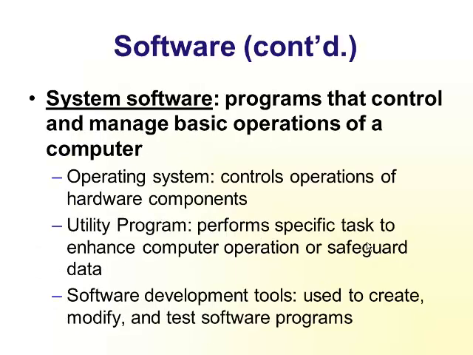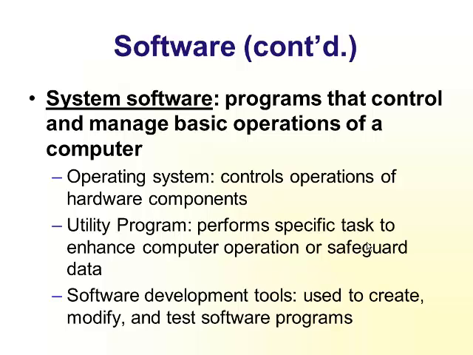System software, on the other hand, is general purpose. For example, the operating system is an example of system software. The operating system controls all of the operations of your computer. As an example, you may have had experiences at some point where you went to print a document and your printer was out of paper. You get an error message that says that the printer on LPT1 is out of paper.